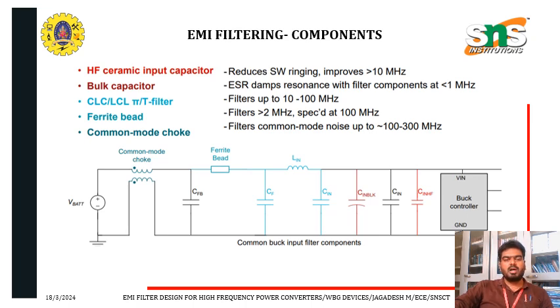CLC, LCL or pi filters filter up to 10 to 100 megahertz. Ferrite bead filters above 2 megahertz, specified at 100 megahertz. Common mode choke filters common mode noise up to approximately 100 to 300 megahertz. This is the circuit diagram of common buck input filter components.